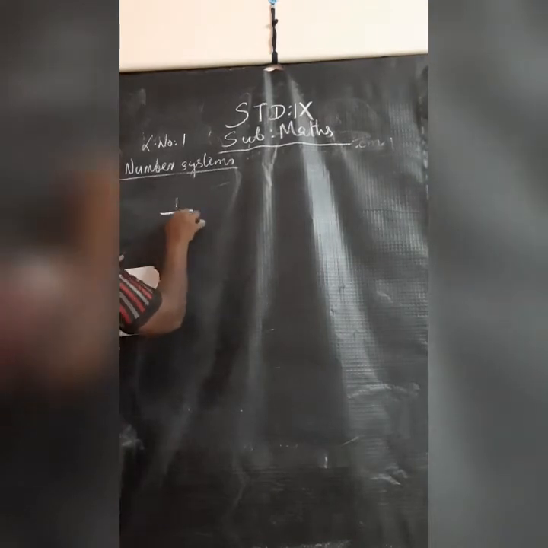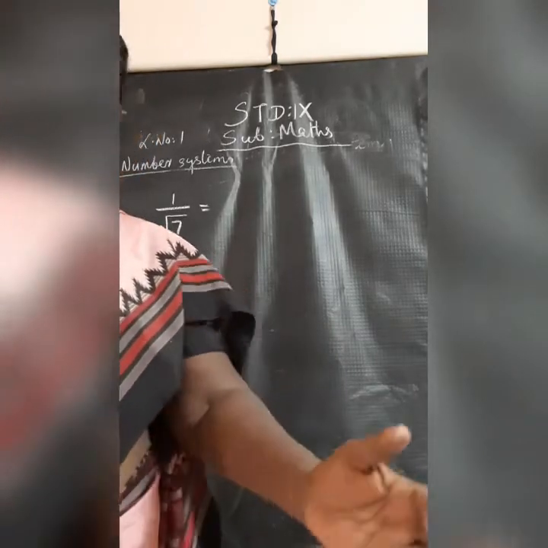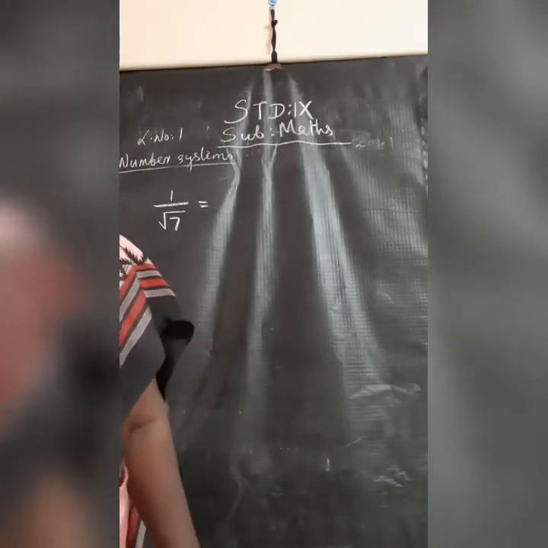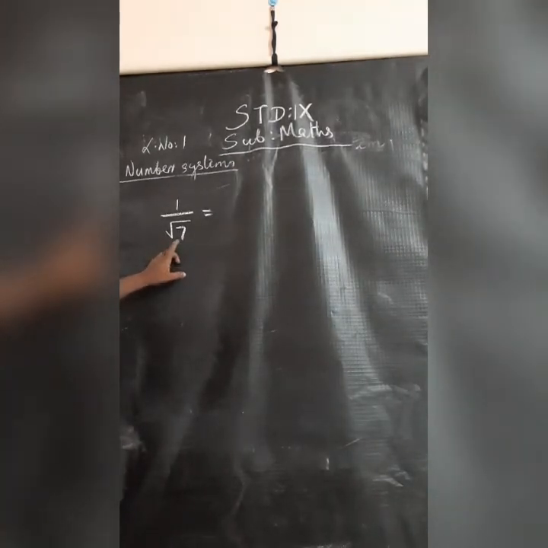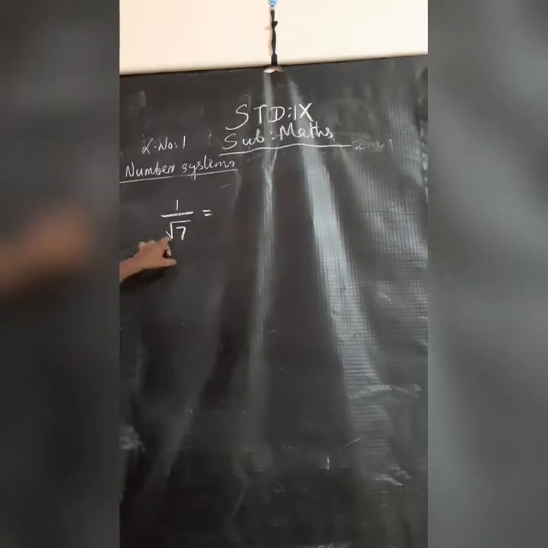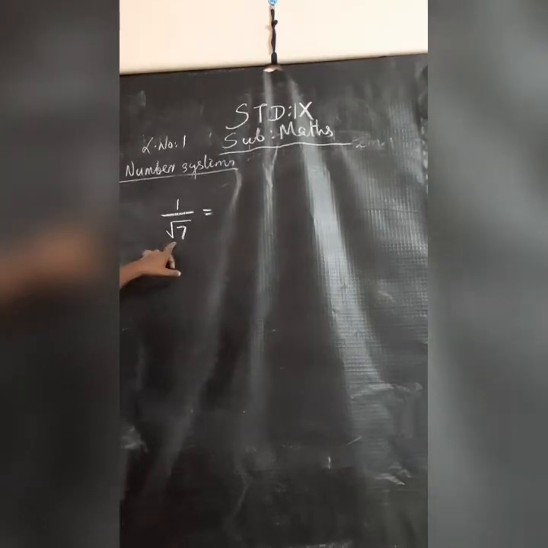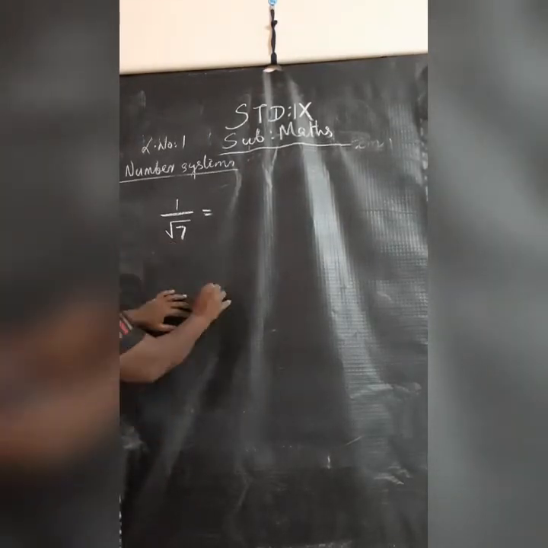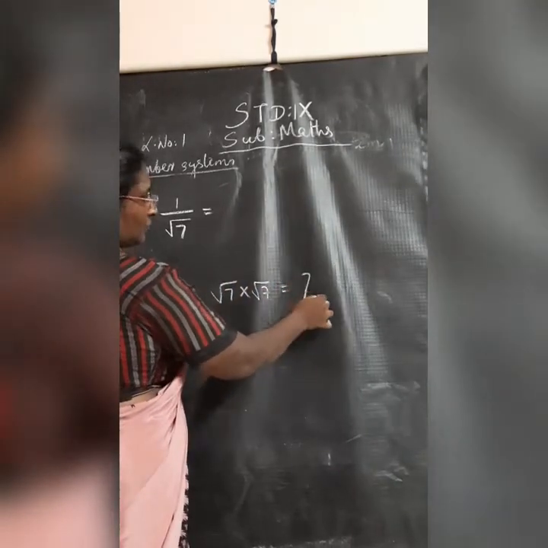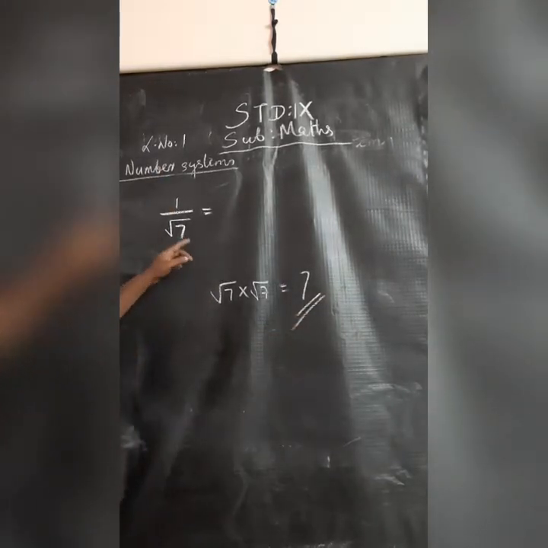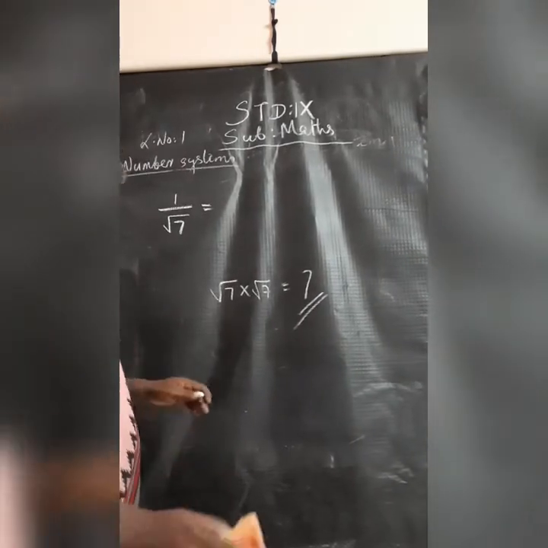1 by root 7, a very important part of the question. 1 by root 7, how to rationalize? I told you, rationalize the denominator is the question. So when a single term is in the denominator, that term itself is multiplied up and down. The rationalizing factor of root 7 is root 7, because when we multiply root 7 by root 7, what we get is 7. So it is a rational number. Therefore, the rationalizing factor of root 7 is root 7. So root 7 is multiplied up and down.